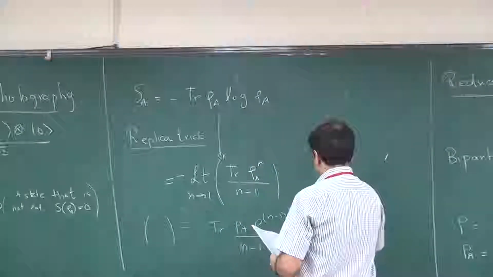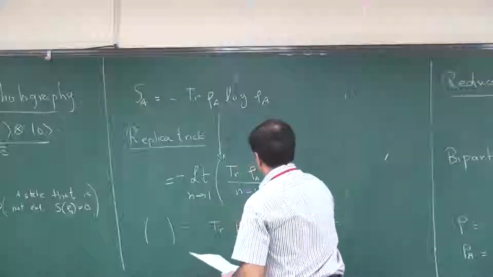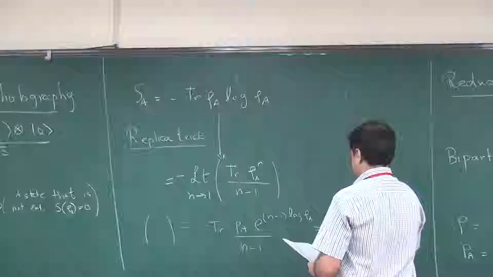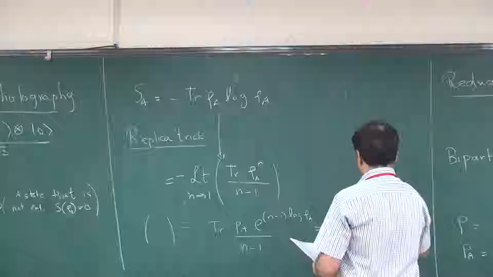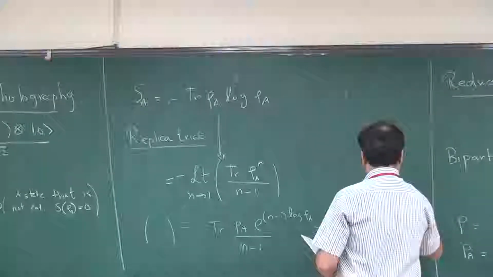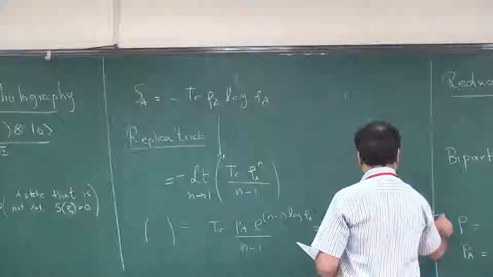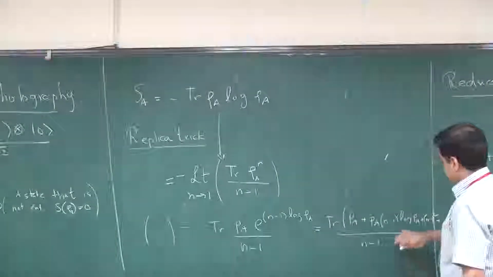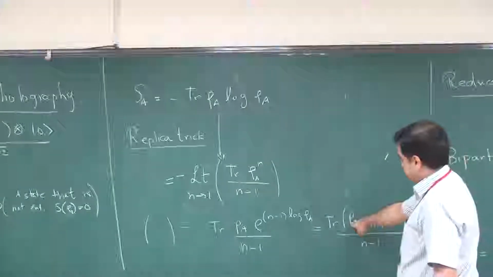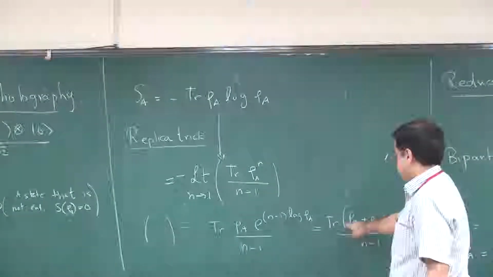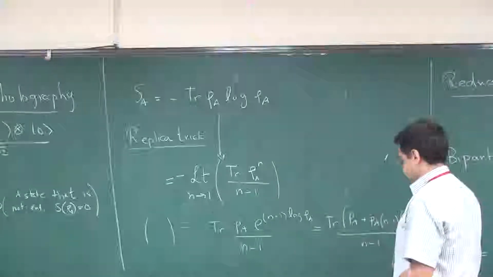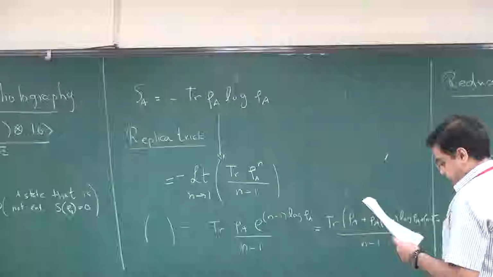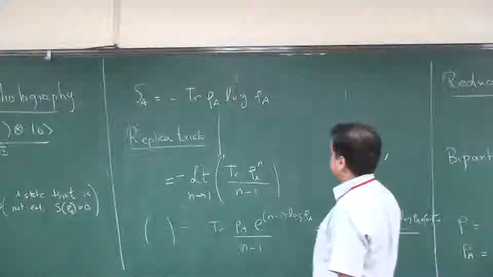Expand it. In the limit n going to 1, I can do a Taylor expansion of this, so this becomes trace of rho_A plus rho_A (n minus 1) log rho_A plus (n minus 1) squared, and so on, divided by n minus 1. So in the limit n going to 1, this part is going to survive, and I'll be left with that.